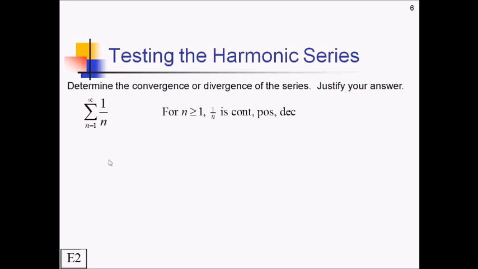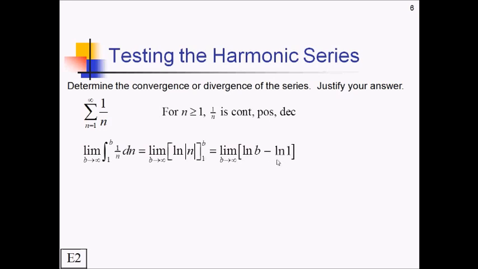So setting up our integral, we have the limit as b approaches infinity of the integral from 1 to b. Again, the lower limits have to match here, of 1 over n dn. Antiderivative of this, we can take that right away. That's going to be ln absolute value of n, evaluated from 1 to b. So that's going to be, since these are all positive numbers here, because we said we're greater than or equal to 1, that means we just have ln of b minus ln of 1 inside this limit.